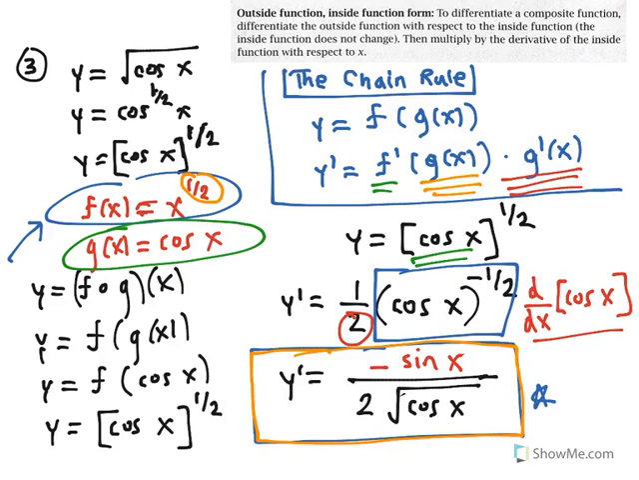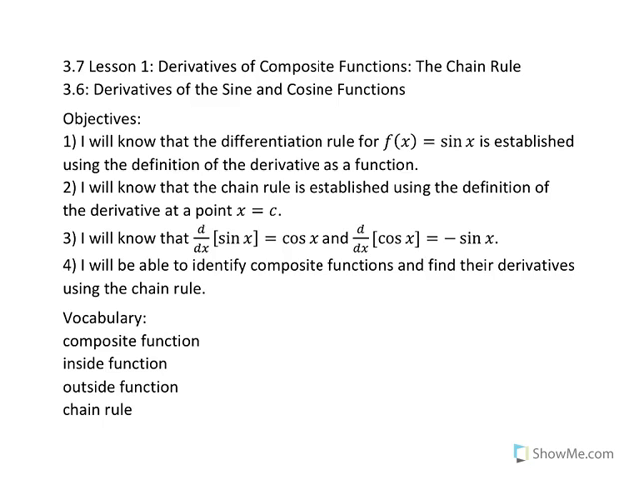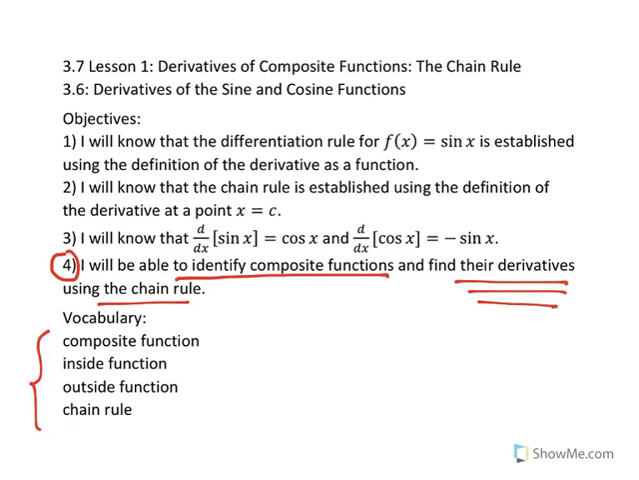So today, our main focus for today's lesson was being able to identify composite functions and finding their derivatives using the chain rule. And we had these vocabulary terms that we used throughout the lesson. Prior to getting to the main part of the lesson, we looked at objectives 1 and 2, where you understood that differentiation rules that we're learning and using are established from the definitions of the derivative as a function, or in the case of the chain rule, the definition of the derivative of a function at a point.